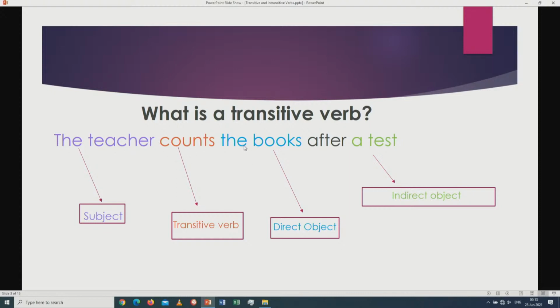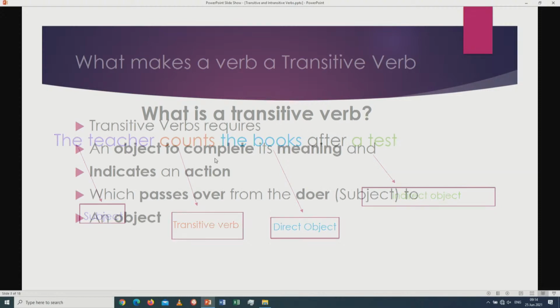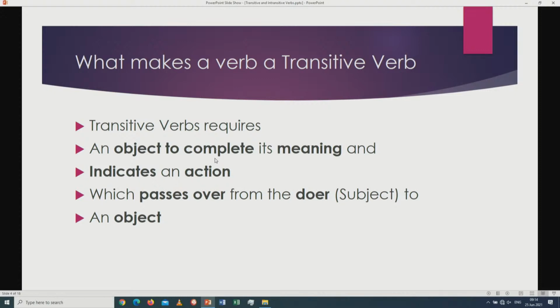Now this, a test in the green, becomes an indirect object because we could actually put a full stop here after the teacher counts the books. So the rest, after a test, is just an add-on. This sentence makes sense, but if we left out any of the components like the teacher, counts, the books, it would not really make sense because we would always ask, the teacher counts what? So the answer would be the books. So your transitive verb needs an action from a subject that carries over to an object to complete a sentence. Right. So I hope that is clear and you understand that.